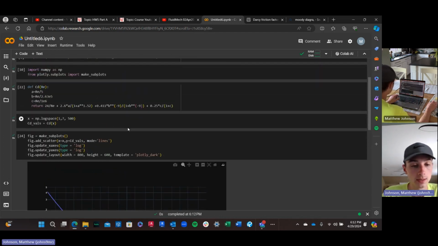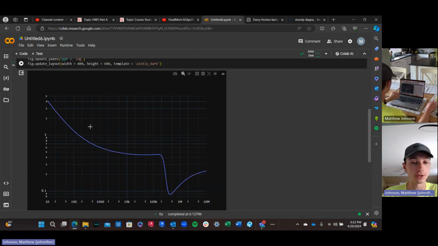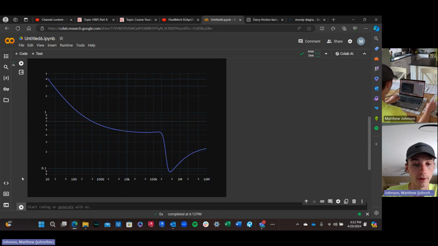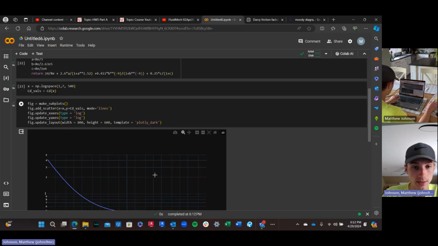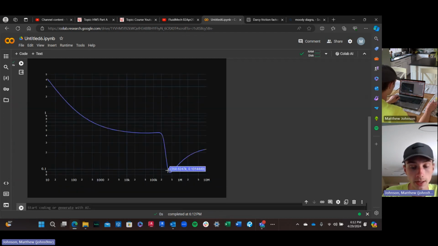Okay, so you can see the plot we obtain here. This shows our drag coefficient as a function of Reynolds numbers. And just like we saw in the problem statement, there is a steep drop in drag coefficient at Reynolds numbers about 300,000, which is right about here. So this is really, really steep drop here.